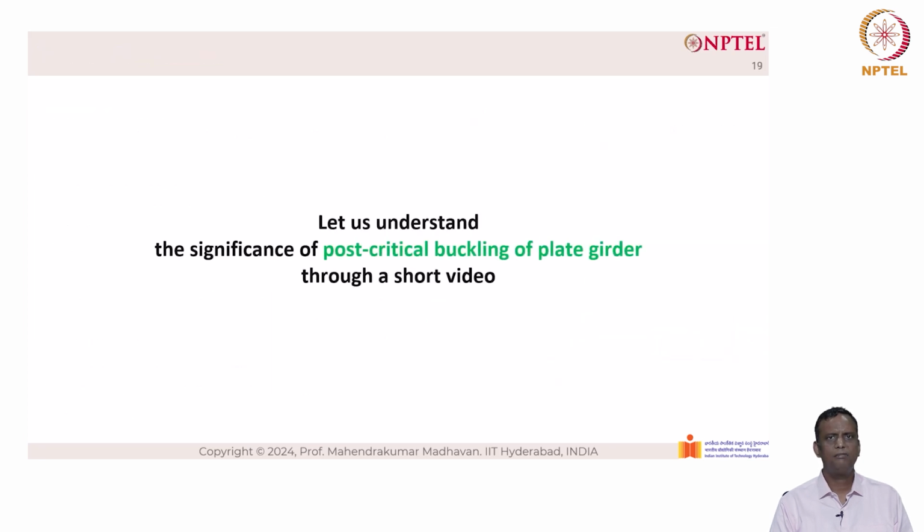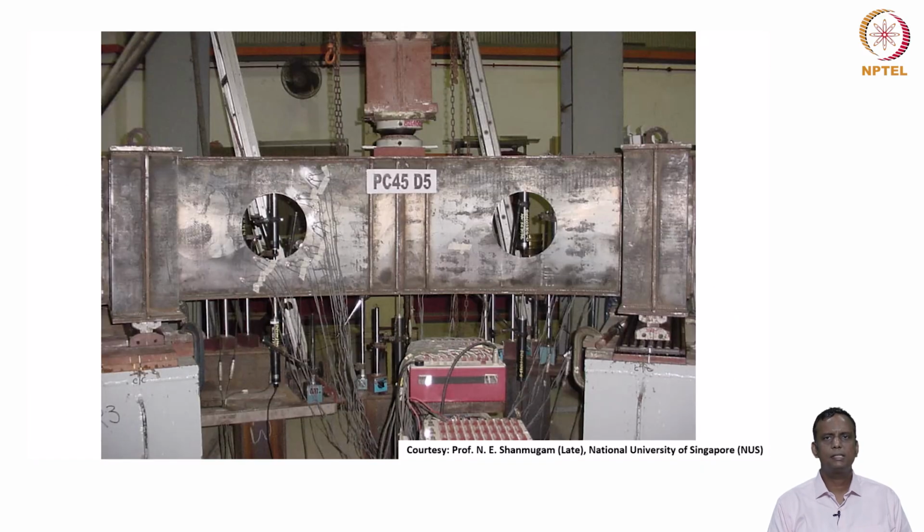Let us understand the significance of post-critical buckling of plate girder through a short video. What you can see here is basically a plate girder with web openings. It is also a horizontally curved plate girder. You can see C45 describes the curvature of 45 degrees and it is being tested, and you can see the supports at the two ends are shown here. They are simple supports marked in yellow color on the left and the right side, and the loading is marked in a red color circle at the top where a concentrated load is applied.